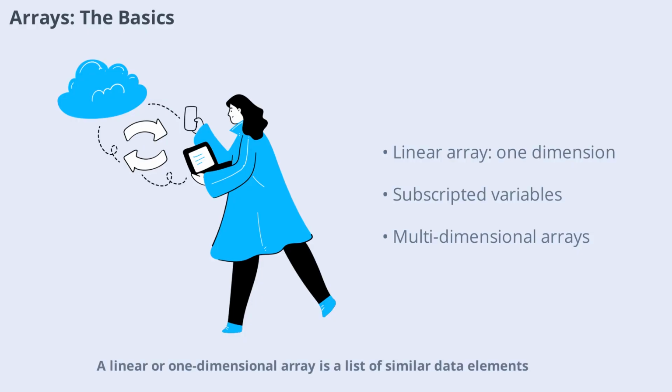A linear or one-dimensional array is a list of similar data elements, each referenced by a consecutive number or subscript. For example, an array named student might store the names of 6 students, with each name accessible by its position in the array. Arrays can also be two-dimensional, like tables or matrices, and even multi-dimensional for more complex data.